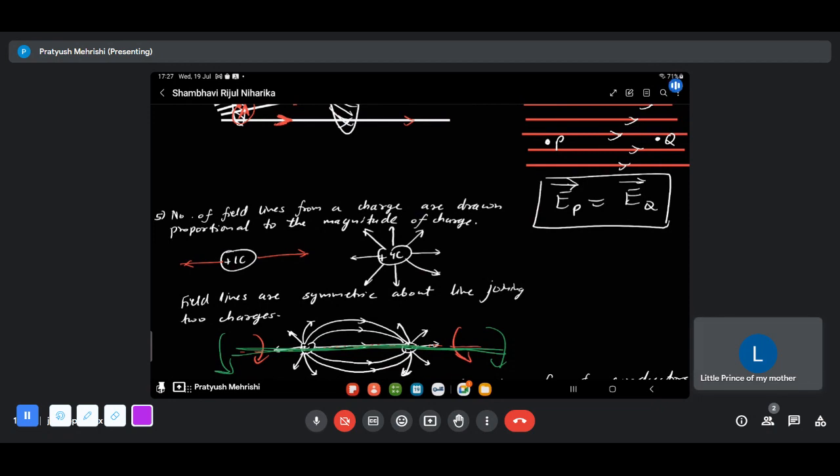Means what? If the charge is of 1 coulomb and we are drawing two lines of force, then from 4 coulomb charge we must draw 4 times that of 1 coulomb. Means 8 lines we must draw. Okay, 4 into 2, that is 8. For 1 coulomb there are 2 lines. Then for 4 coulombs there will be 8 lines.